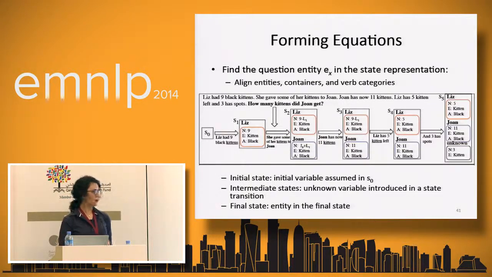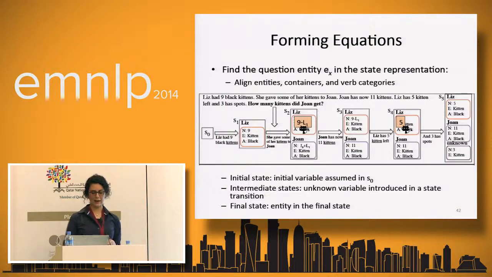The way that we form equations is to look at the question sentence, align the question entity, the corresponding container, and also the verb of the sentence. And we find what the question is asking about. It can be about the initial state, last state, or some of these intermediate states. So for instance, in our problem, how many kittens did John get? We are asking about this intermediate state, right? And given that, we form the equations.